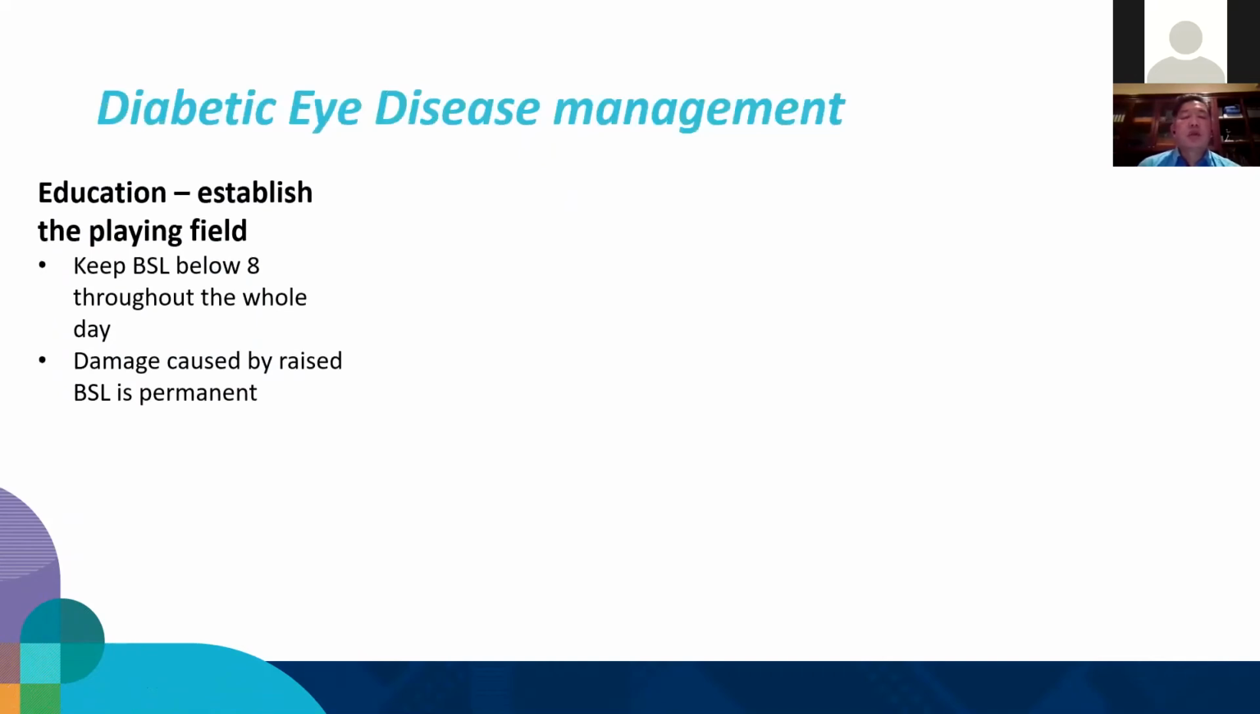In terms of diabetic eye disease management from a GP level, pretty much education, number one, and I like to establish the level playing field. I say to them, listen, you need to keep your sugars below 8 throughout the whole day. It's amazing how some of them will say, oh yeah, my sugar was okay this morning, but it went up to 12 or 13 in the evening.